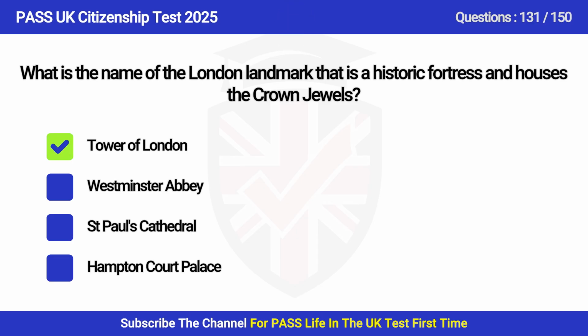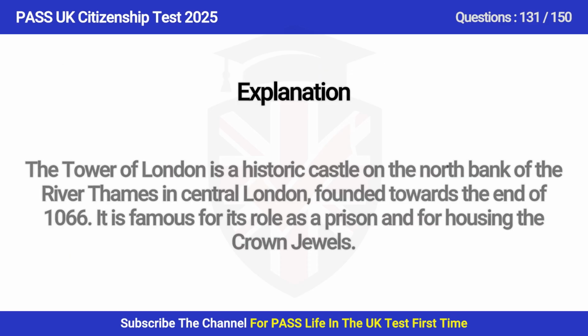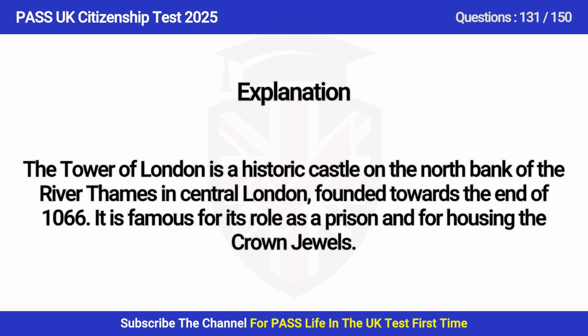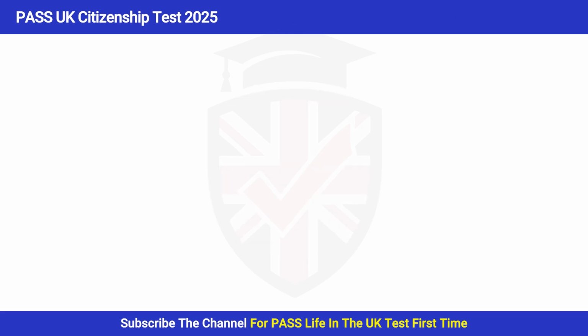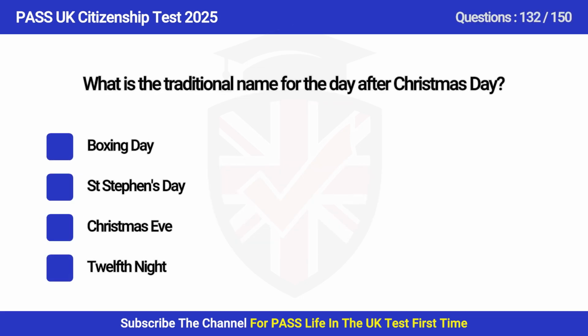Answer is A. Tower of London. The Tower of London is a historic castle on the north bank of the River Thames in central London, founded towards the end of 1066. It is famous for its role as a prison and for housing the Crown Jewels. Question 132. What is the traditional name for the day after Christmas Day? A. Boxing Day, B. Stephen's Day, C. Christmas Eve, D. Twelfth Night.